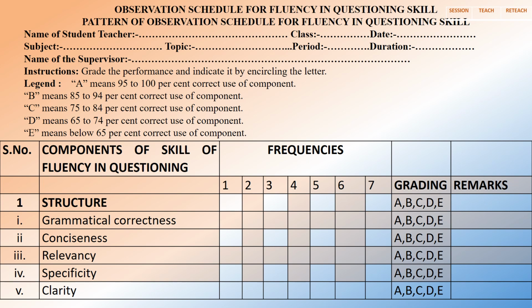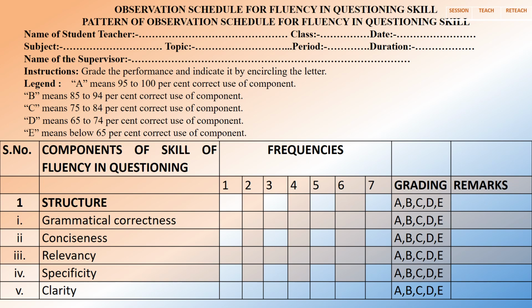In the pattern of the observation schedule, first of all, you have to write the name of the student teacher. After that, the class, date, subject, topic, period, and duration have to be written. Lastly, you have to write the name of the supervisor. After you have written the above preliminaries, you have to write the instructions.